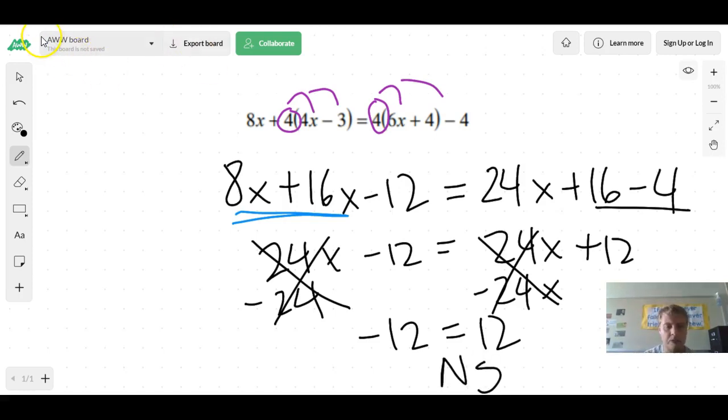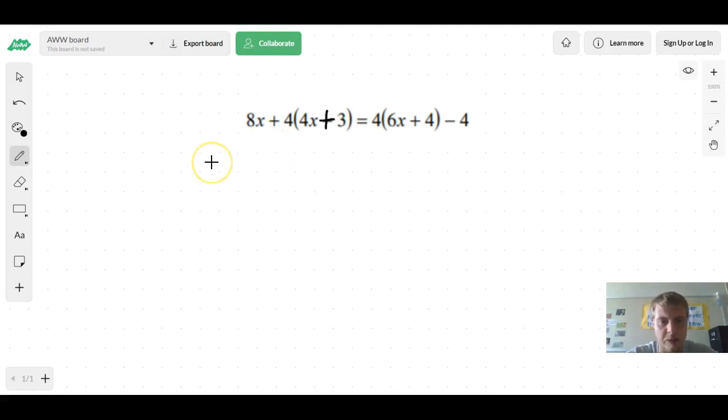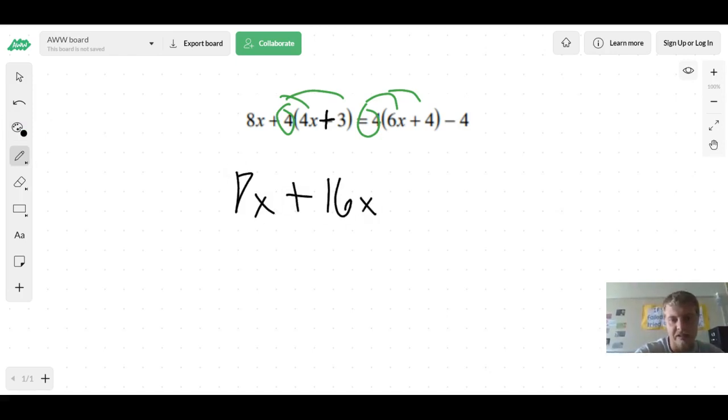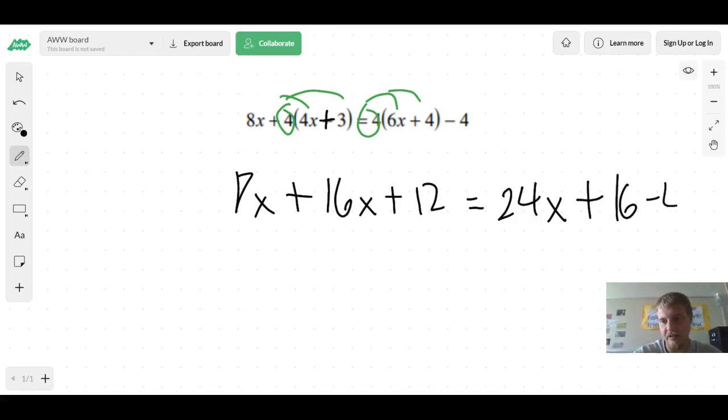Let's change this problem just slightly and solve it one more time and see what we could get. Okay, slight change to this problem, and so the first step would be the same. We'll distribute and distribute, and we're going to get 8x plus 16x plus 12 equals 24x plus 16 minus 4.